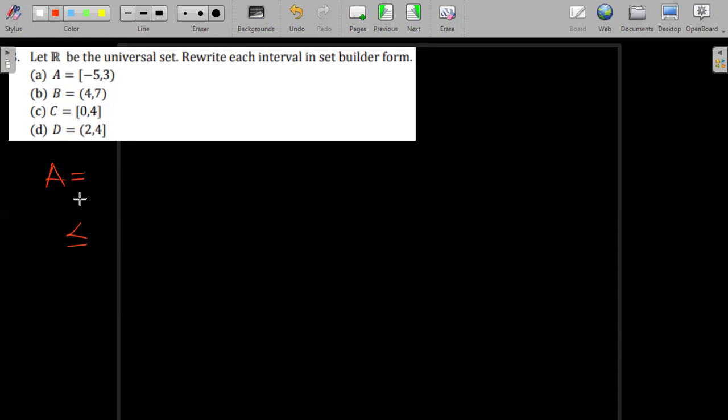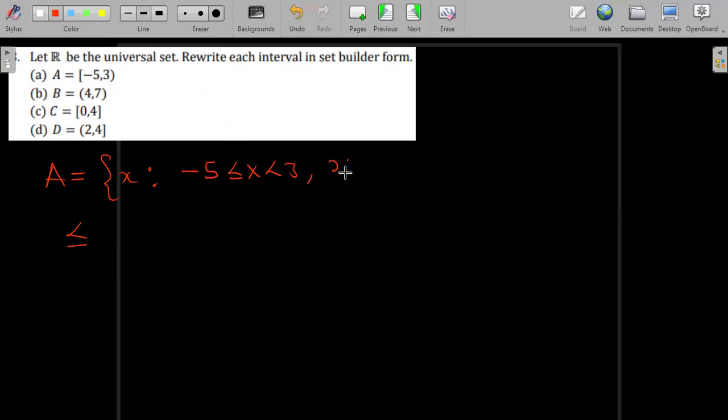So we start. Set A is a set of X such that, so what are the values that X is taking up? X is taking up from -5, and -5 is part of this interval because there's a square bracket there. So less than or equal to, then of course X is here, then less than 3. Since we see it's open at 3, meaning that 3 is not part of that interval.